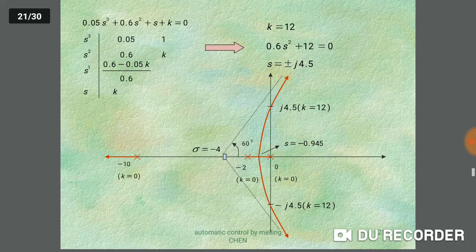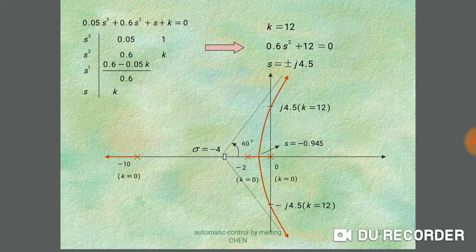This is a root locus diagram. As we have discussed for this example, we have to draw the poles and zeros on the s plane. Then we have the centroid, sigma is equal to minus 4. You have to point out that also. Then we got the angle of 60 degrees. We have to draw the line from that centroid at minus 4 to the imaginary axis.